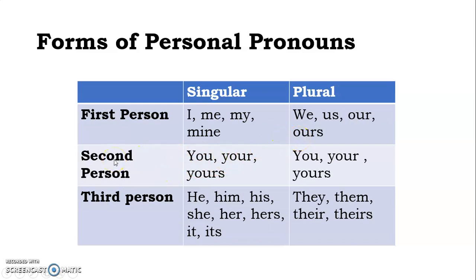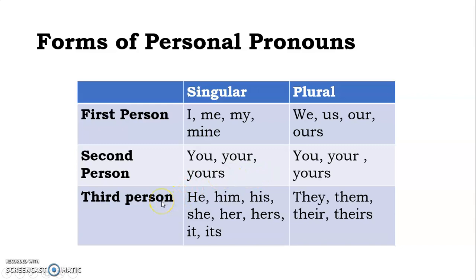Similarly, next we have second person. Second person is the one to whom we are speaking. So for singular number we have you, your, yours. And for plural number we have you, your, yours. Now you can see here for singular and plural both same form of you is used.